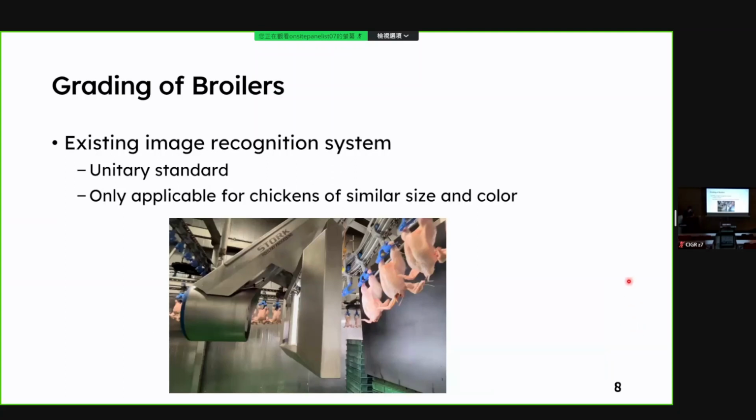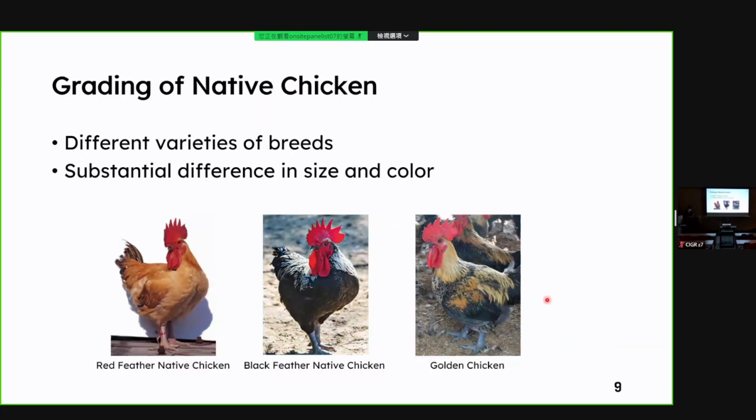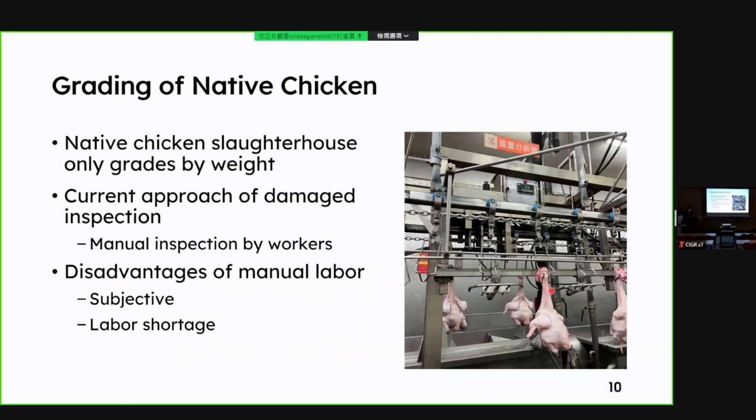But the existing image recognition system uses a unitary standard, so it only fits carcasses which are similar in size and color. So the system just fits the broiler, and it is not fit for the native chicken, because the native chicken has a different variety of breeds, so the size and color have substantial differences. Currently, native chicken slaughterhouses only grade by weight. The current approach to pick out damaged carcasses is manual work. The disadvantage of manual work is that it is subjective. Next, the industry is short-handed, so it is hard to hire new workers.